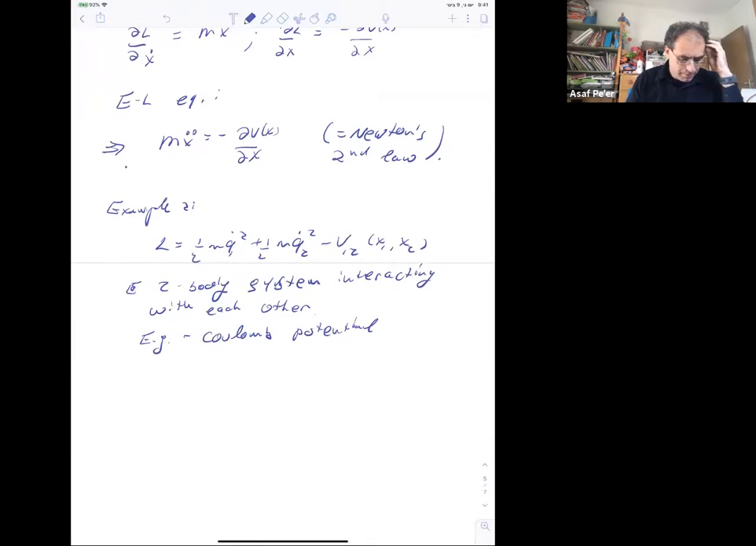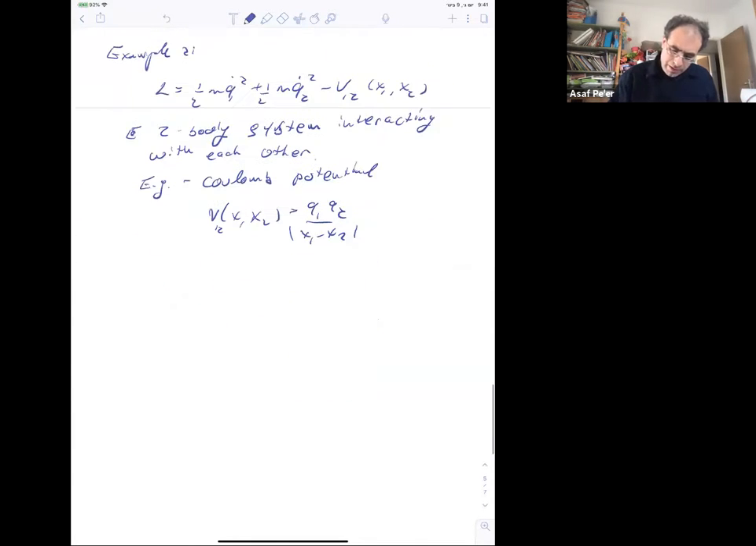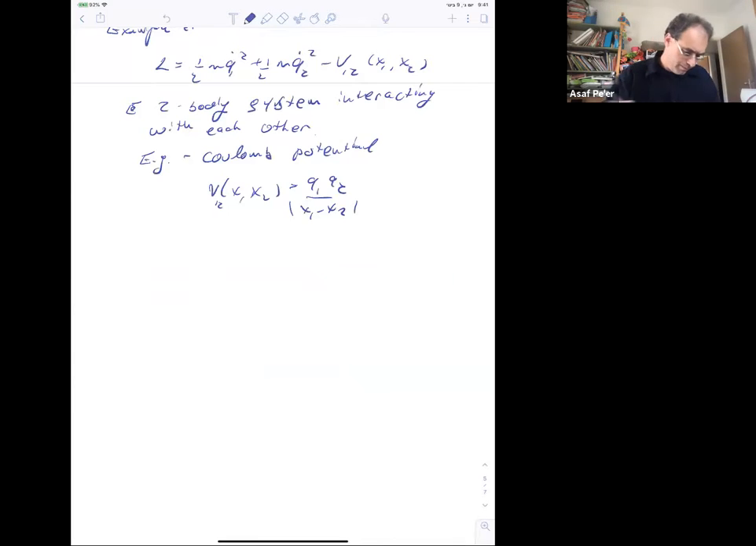V12 of x1, x2 is just q1 q2 over x1 minus x2. Sorry for that. So again, kinetic term and interaction term. Now let's go on to QFT. It actually should be x1 here. Okay, pay attention here. I think I made a typo.